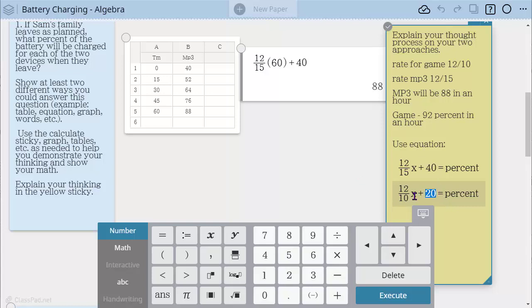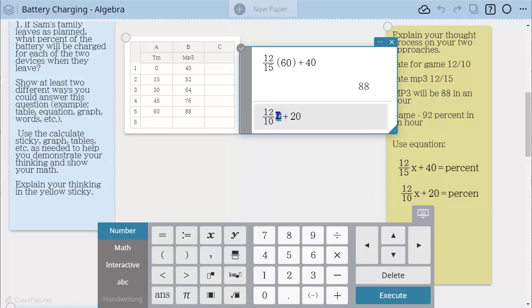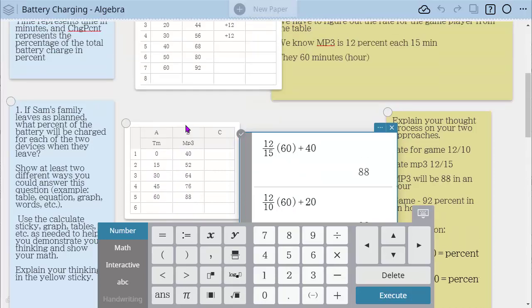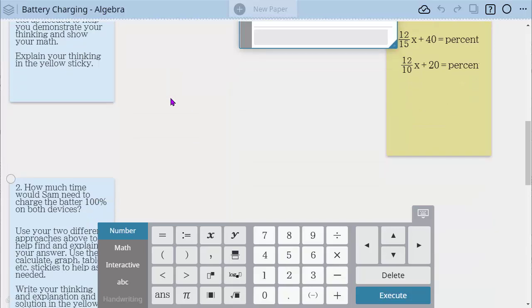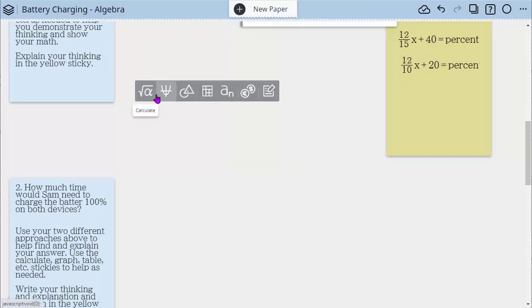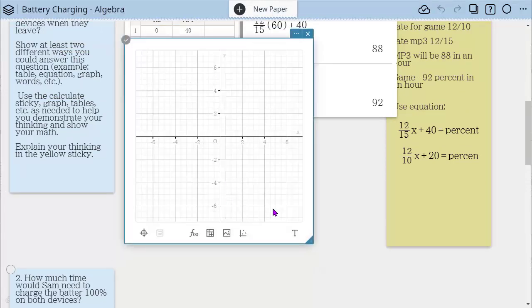And so we could take this and do a calculation using our expression and put 60 in here instead of X. And we get 92. So we verified our answer. So the reason you tend to want them to do at least two different ways is they're verifying their solution. So I used an expression to help me verify my solution that I found in the table. Another thing you could do is use your graph, right? You could actually graph your equations that you came up with. So again, multiple ways to have students explain their thinking.